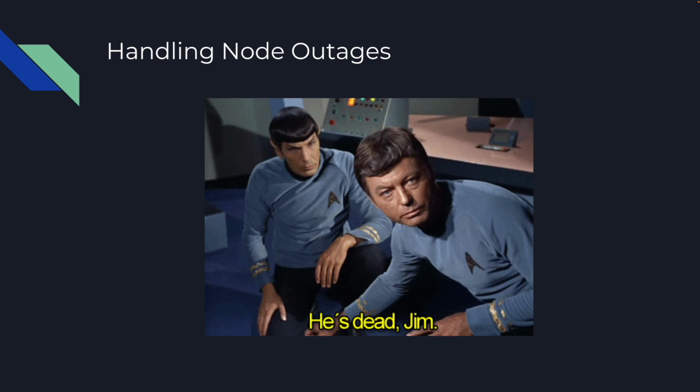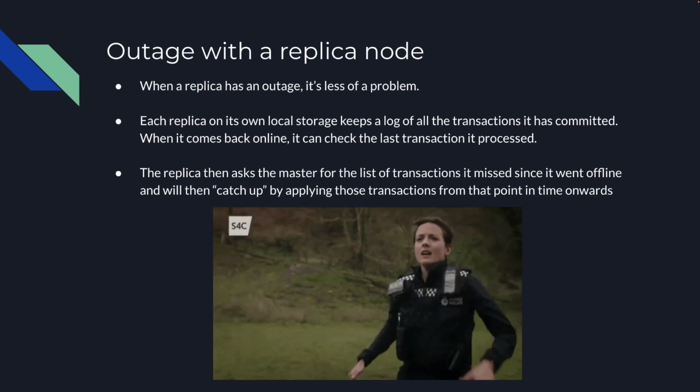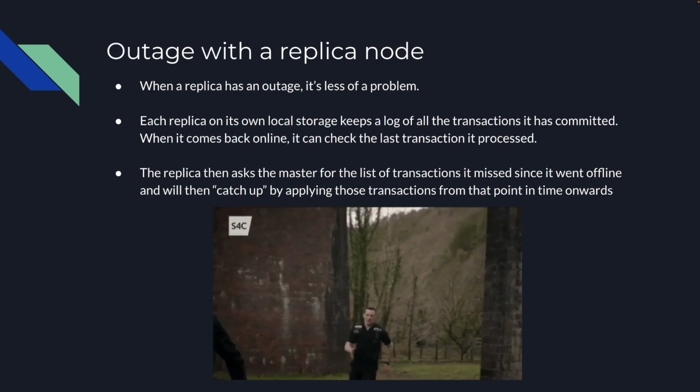Another issue is that these nodes are machines, and machines fail, and sometimes they have outages. So how do we handle this? Obviously any one node in the system can go down. What do we do then? There are two parts to this problem. The first is when a replica node has an outage, and the second is when the master node has an outage. Let's touch on these one by one. The first one is an issue with the replica node, and this is really less of a problem.